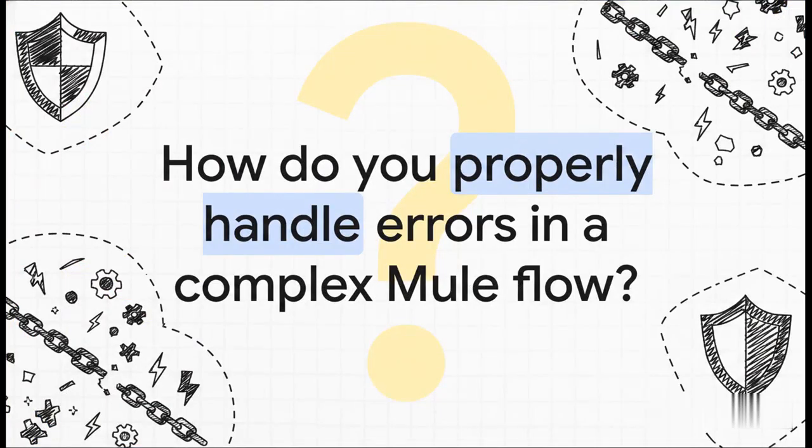First one up, error handling. This is absolutely critical. In any real-world app, things are going to break. So a question like this is testing your ability to build something that doesn't just fall apart. Take a look at those options. Are you just relying on defaults, or are you getting sophisticated with custom scopes? Getting this right is what makes an application stable.